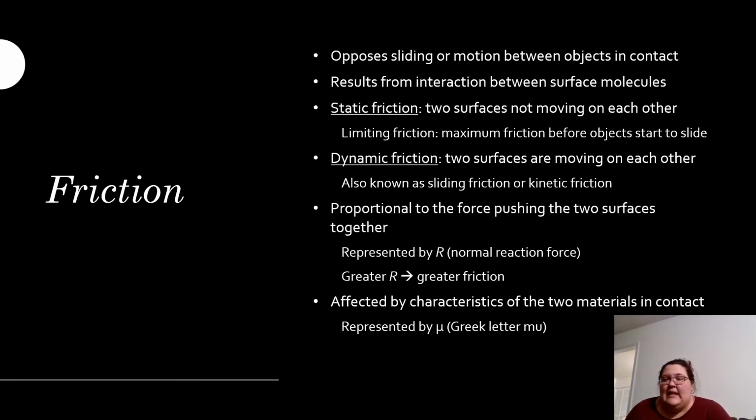All right, so let's take a little bit of time to talk about friction. Friction is very important for sports performance, and that is because it opposes any sliding between the object and whatever it is in contact with. This means we're going to have an interaction between surface molecules. We have two different types of friction: static friction and dynamic friction.